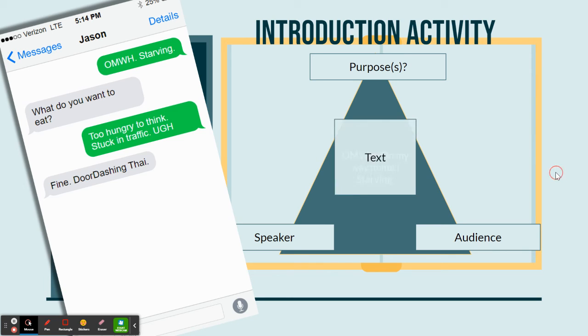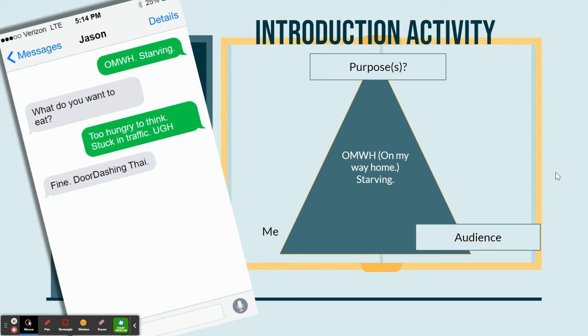So instead of "on my way home" in a complete sentence form, even though that's familiar, I have an acronym, OMWH. That's something that my husband and I use to communicate quickly. "Starving," right? There is no polite there. It's like "feed me, Seymour," right? And then we know that the speaker, once again, is me. But with a changed audience, the spouse of 30 years, that definitely affected the way that I communicated with him, right? My purpose is altered.